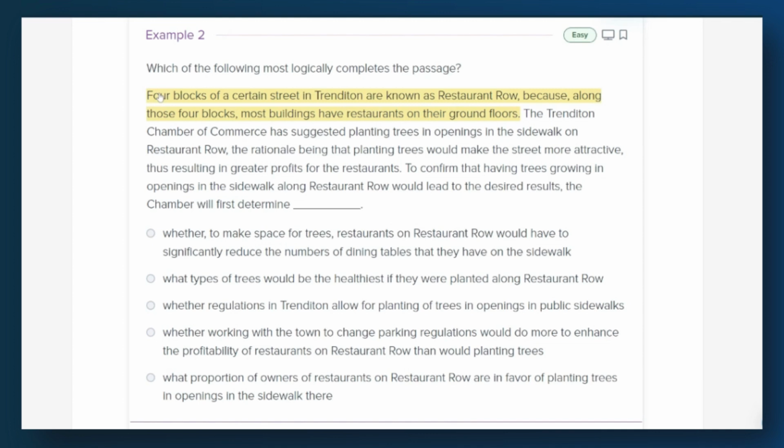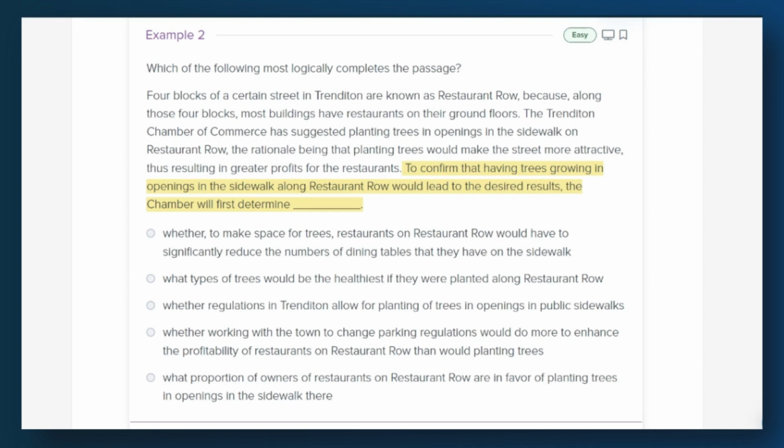4 blocks of a certain street in Trindeton are known as Restaurant Row because along those 4 blocks, most buildings have restaurants on their ground floors. The Trindeton Chamber of Commerce has suggested planting trees in openings in the sidewalk on Restaurant Row, the rationale being that planting trees would make the street more attractive, thus resulting in greater profits for the restaurants. To confirm that having trees growing in openings in the sidewalk along Restaurant Row would lead to the desired results, the Chamber will first determine.